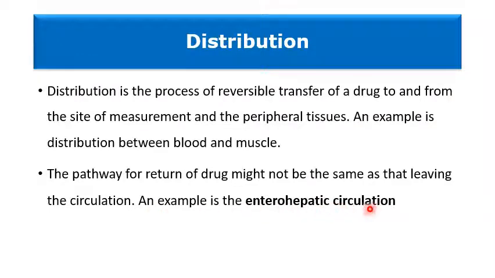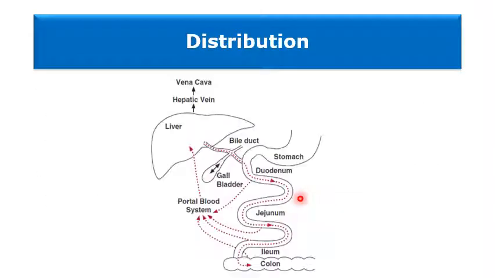As we said, enterohepatic circulation, where the drug moved from the blood to the liver, and then some of the drug is metabolized or conjugated and excreted through the biliary tract, and then a reabsorption process occurs. Also, this is a process of distribution of a drug. This is just an explanation of the enterohepatic circulation as a pathway of drug distribution throughout the system.